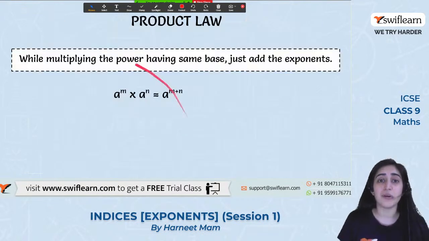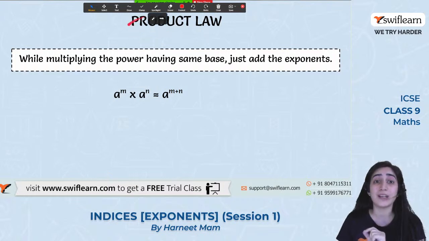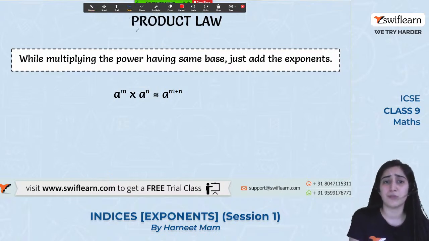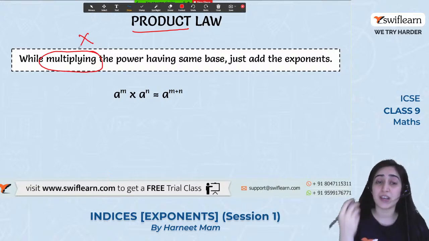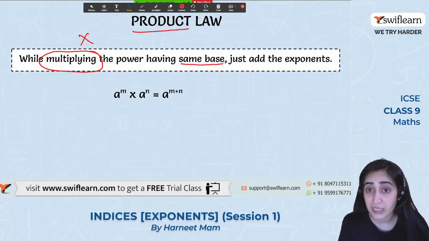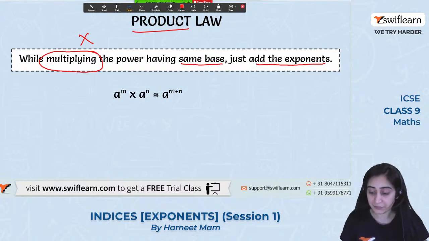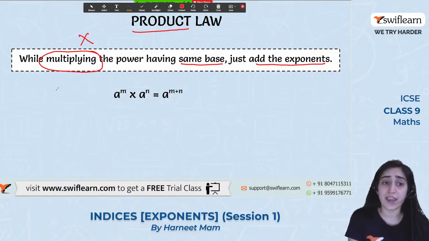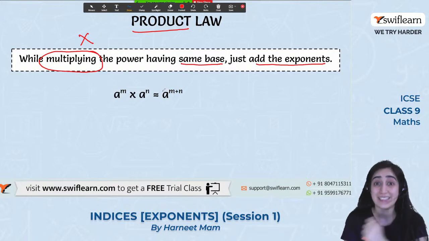All right. So here we go with the first topic that says product law. Product का मतलब अपने आप में मुझे पता है कि product मतलब क्या होता है? Multiply. Multiplication. Simple? Yes. इसका क्वेश्चन का मतलब क्या है? When we multiply the power having the same base, then just add the exponents. By saying this, that if I say a raised to the power of m into a raised to the power of n becomes a raised to the power of m plus n.